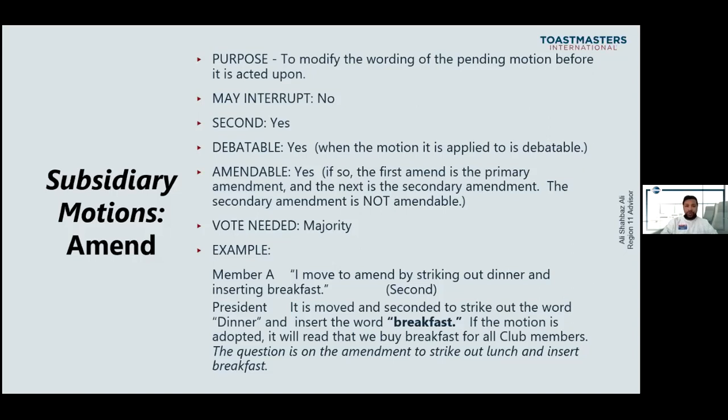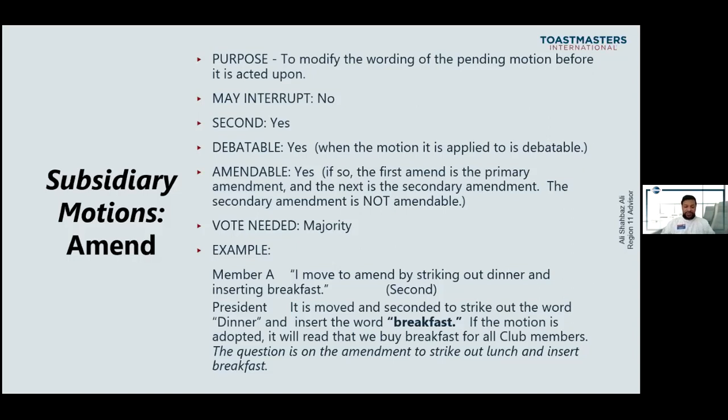A few restrictions we may have. While a person is trying to amend the motion, he or she cannot be interrupted. The amend motion has to be seconded, just like any other motion. It is debatable, very much so, and we need a majority vote, which is 50% plus 1.